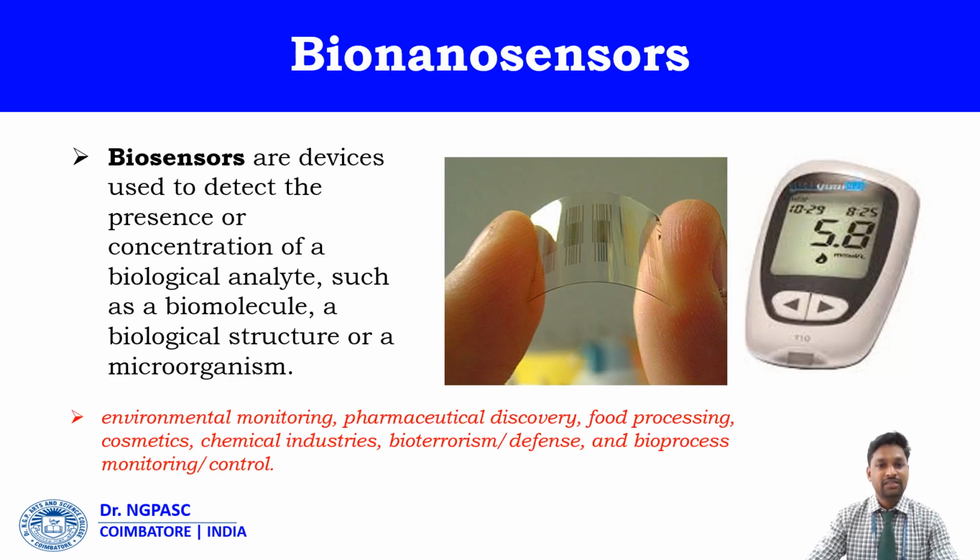Bio-nanosensors are recent applications of bio-nanotechnology, which offer a new kind of devices that are used to detect the presence or absence of any kind of biological matter with a defined concentration, such as a biomolecule or biological structure of an organism, that can be determined by using this bio-nanosensor. So these bio-nanosensors are employed in different areas, that is environmental monitoring, pharmaceutical drug discovery, food processing, cosmetics, chemical industries, bioterrorism, defense, and bioprocess monitoring, as well as control of the bioprocess.